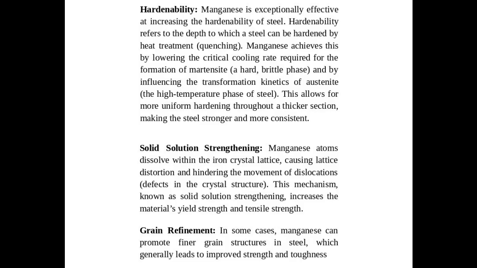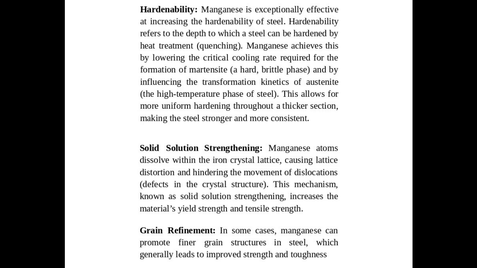Hardenability. Manganese is exceptionally effective at increasing the hardenability of steel. Hardenability refers to the depth to which a steel can be hardened by heat treatment, quenching. Manganese achieves this by lowering the critical cooling rate required for the formation of martensite, a hard, brittle phase, and by influencing the transformation kinetics of austenite, the high-temperature phase of steel. This allows for more uniform hardening throughout a thicker section, making the steel stronger and more consistent.